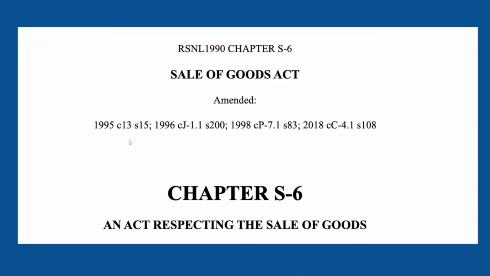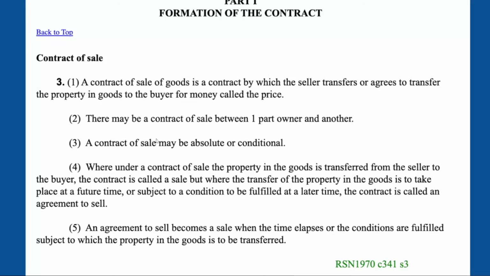Okay. So we looked at part one, which deals with the formation of a contract, and you can see in the legislation what it takes to form a contract. So this is the basic minimum. A contract of sale is a contract by which the seller transfers or agrees to transfer property in goods to a buyer for money called a price. There may be a contract of sale between one part owner and another.